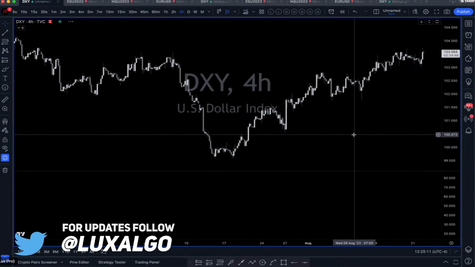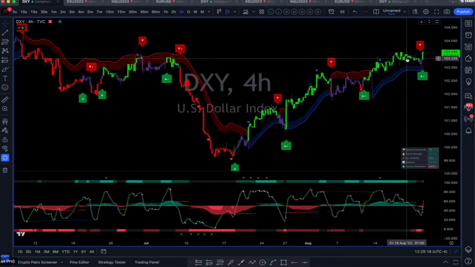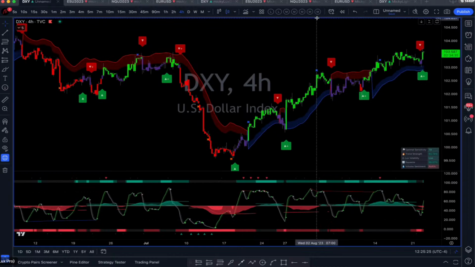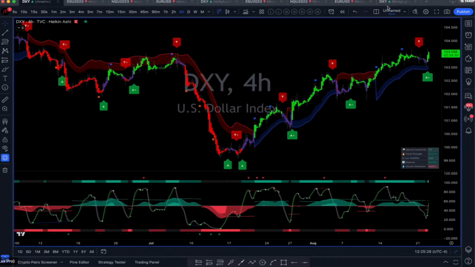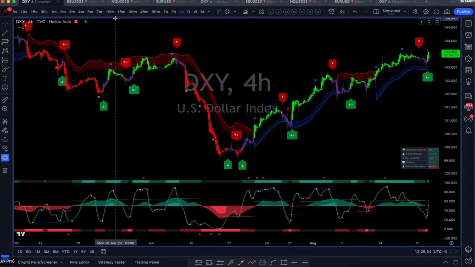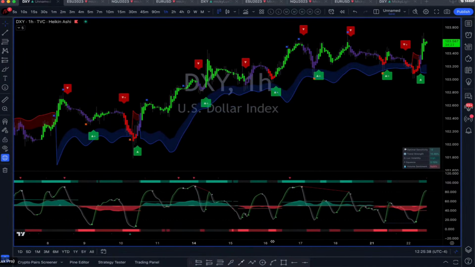But this is what I can also do. Flip it to a 4 hour. Now it's a little bit clearer. We had a downtrend, and now we have an uptrend. There's no dispute with that. Now let's smooth it out a little bit. Let's turn on the Heiken Ashi. Now look at that. Now I bring it down to a 1 hour. Much prettier.